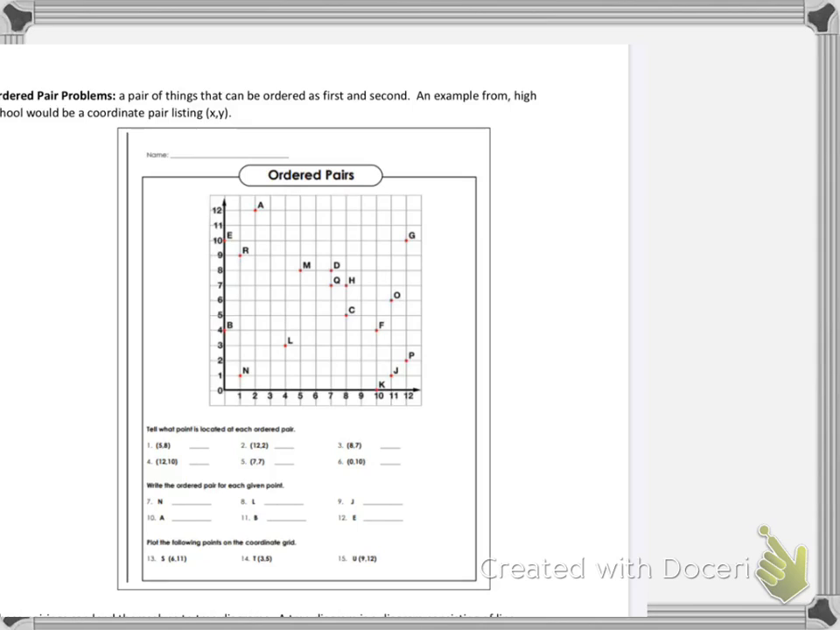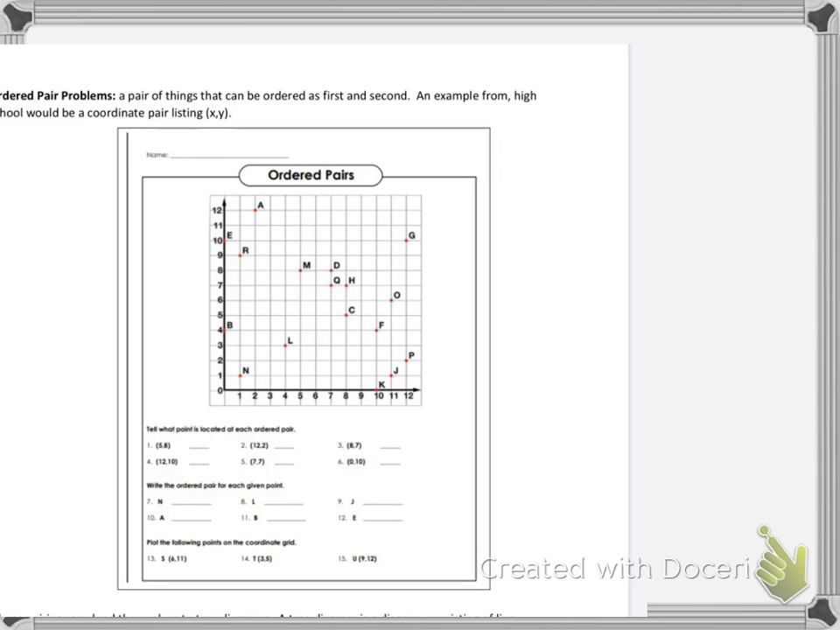Okay, the textbook ties in ordered pairs at this point because you have something that goes first and something that goes second. So it's kind of related to what we've done. However, you're not going to add the things that go first and second, and you're not going to multiply them. You are just going to list them. So initially they say, tell what point is located at each of the ordered pairs.